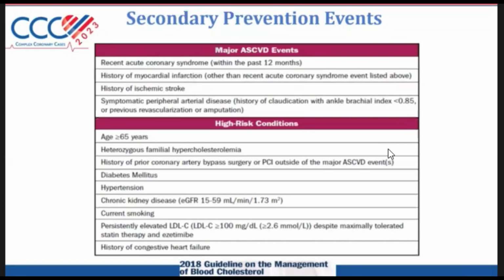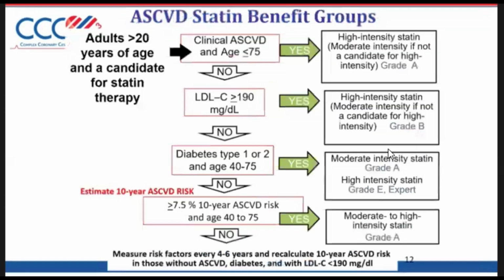Other high-risk conditions that I have mentioned: chronic kidney disease, smoking, diabetes, hypertension, and if the patient has had PCI or the bypass surgery, patients with heart failure, all are high-risk patients. So this is the important thing, the main message, the second message of the lecture. The atherosclerotic cardiovascular disease statin benefit groups. If the patient is more than 20 years and less than 75-year-old, at least once in his lifetime, if he has had an ASCVD event, that patient needs high intensity statins.